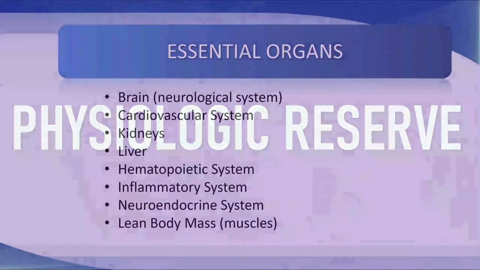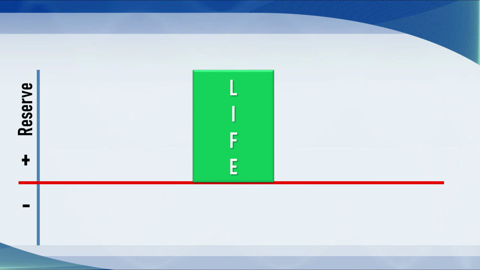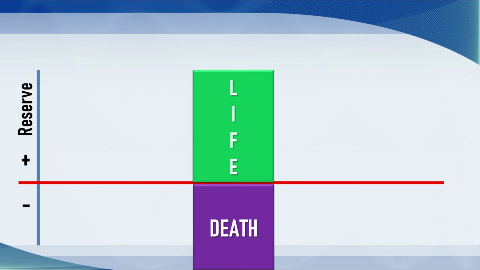If you look at our bodies, we have a number of essential organs. These include the brain and the neurological system, including the spinal cord, the cardiovascular system, the kidneys, the liver, the hematopoietic system, the inflammatory system, the neuroendocrine system, and the lean body mass, or the muscles. If you look at life versus death, you need a certain amount of physiological reserve to stay alive. If there is inadequate reserve to preserve life, then death ensues.